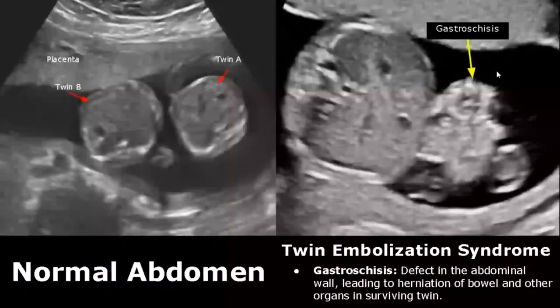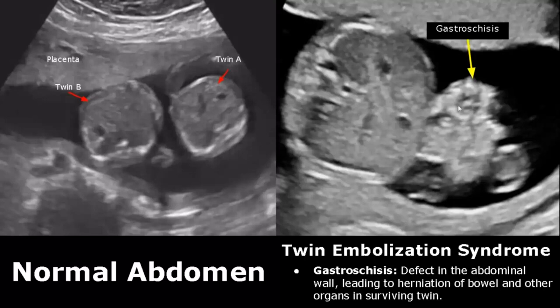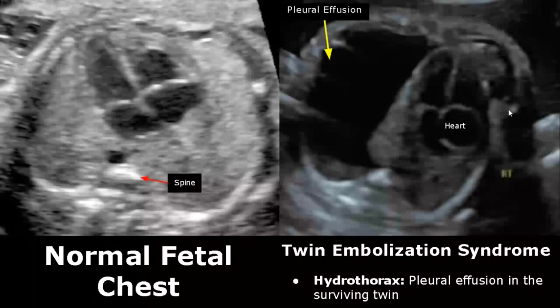Abdominal abnormalities include gastroschisis, in which there is a defect in the abdominal wall, which will cause herniation of usually bowel and other organs. Here the small bowel is seen outside the abdomen. The surviving twin may suffer from hydrothorax, which is basically a large pleural effusion.